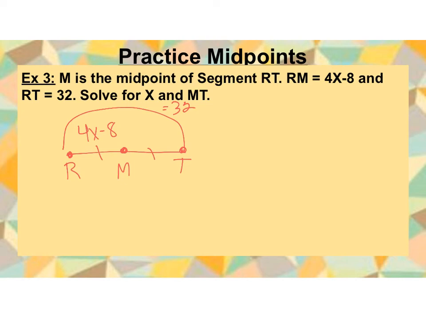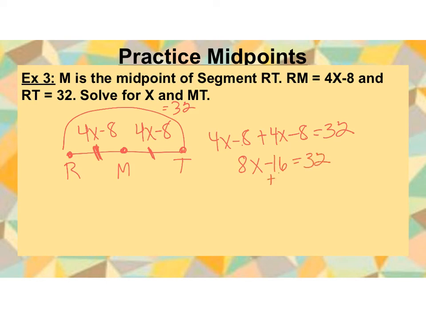Well, I don't really know what MT is right now, but if I follow my congruent marks, if RM is 4x minus 8, then this also must be 4x minus 8. And now I can apply the segment addition postulate. So I have 4x minus 8 plus another 4x minus 8 equals 32. Combine like terms on the left. Be careful, things don't cancel out. We have 4x plus 4x, which is 8x, and a negative 8 and negative 8, which is a negative 16, equals 32. We'll add 16 to both sides. We have 8x equals 48. Divide by 8, and x equals 6.